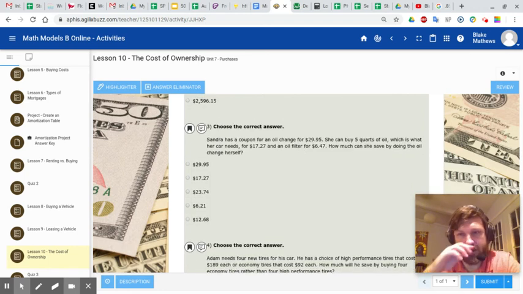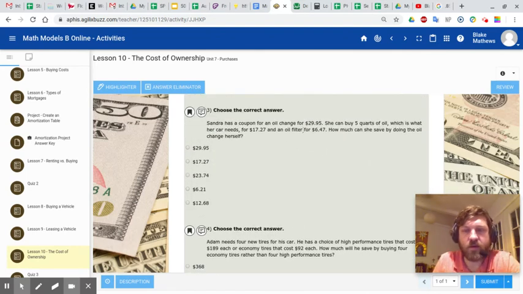So you just need to go through, and each problem is a little bit different, but it's the same idea. You have things that you're comparing or things you're trying to find the total cost of. And so you just need to figure that out, basically.